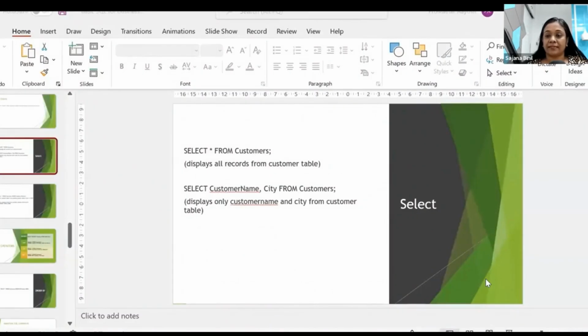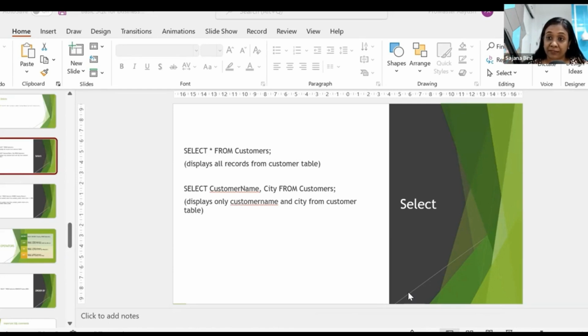This is one syntax that you can use when you want to select a specific set of records from the table. Select star from customers, that asterisk will give you all records from the customers table. Remember, asterisk is used whenever you want all records.